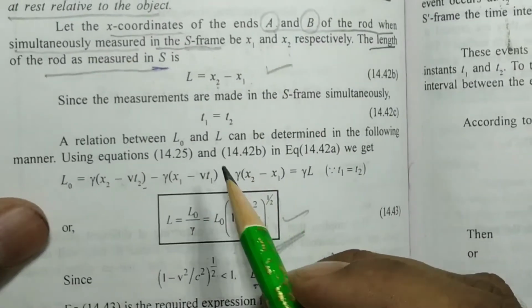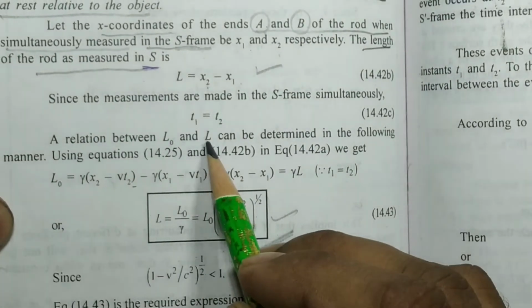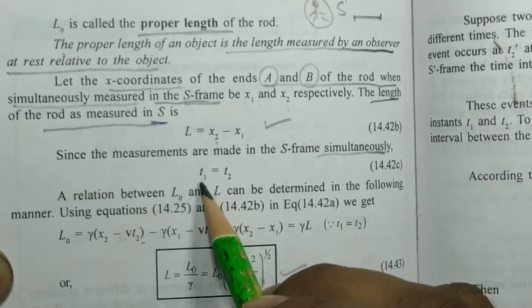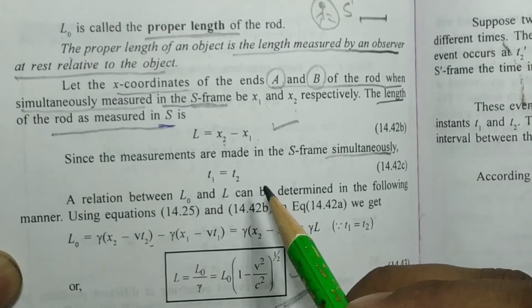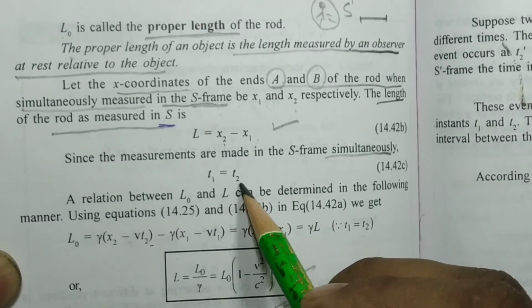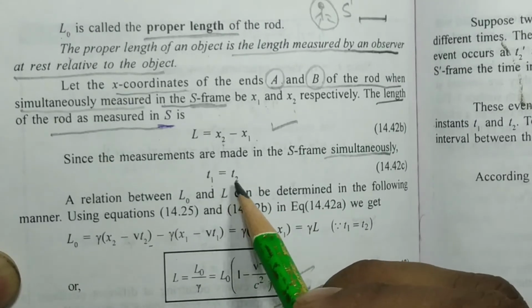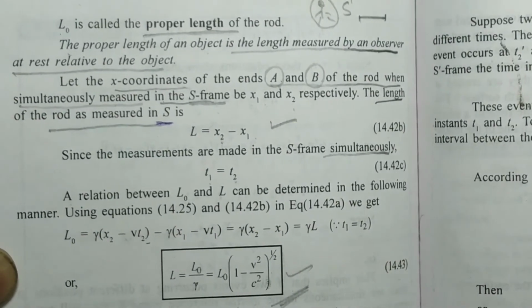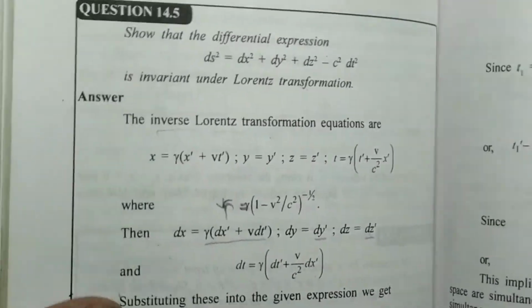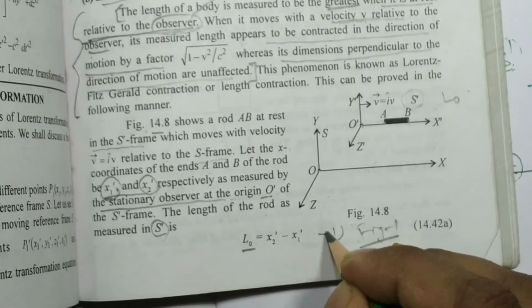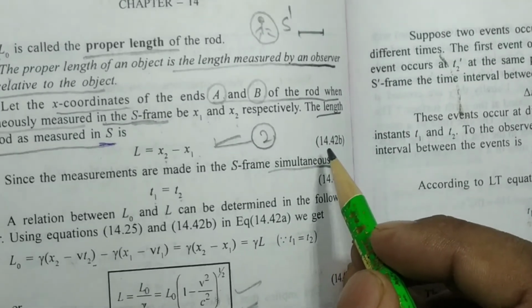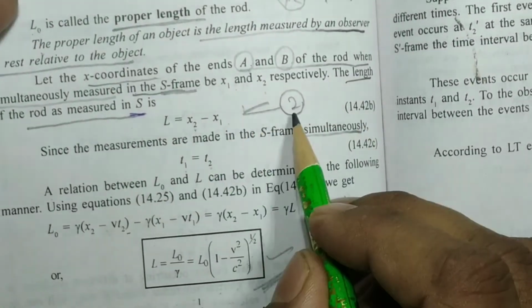Now, the relation between L0 and L. Since the measurements are made in the S frame simultaneously, obviously t1 equal to t2. At a particular time measurement means t1 equal to t2. Here I suggest you put this as your equation number 1, and this will be your equation number 2. In the book it is written as per the chapter number.